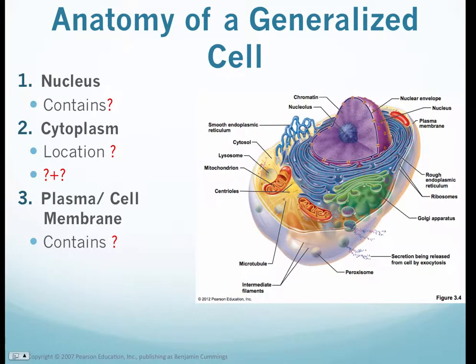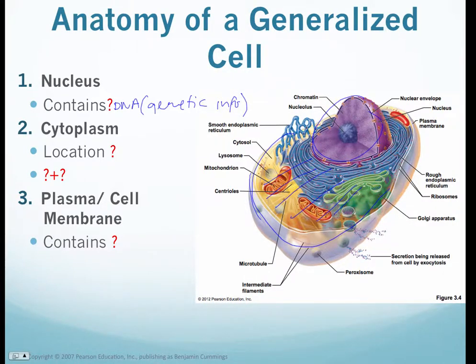Now, as I mentioned, all these cells look different. However, these cells do have three basic structures in some sort of form. And that's going to be the nucleus, the plasma membrane, and anything between the plasma membrane and the nucleus, outside of the nucleus, is going to be the cytoplasm. Our nucleus is important because it contains our genetic information in the form of DNA.